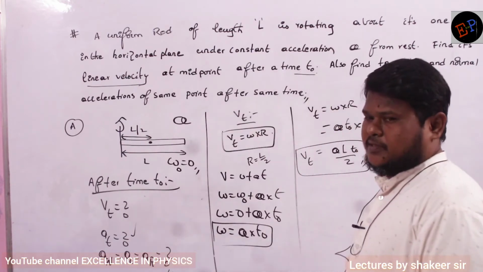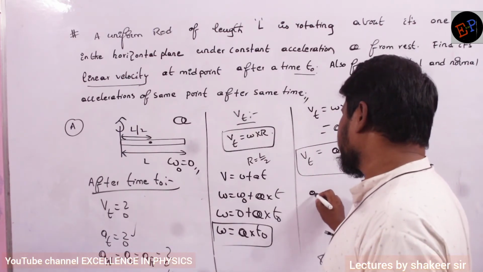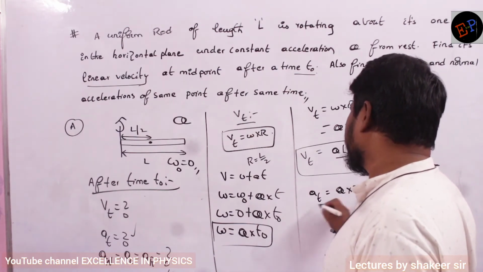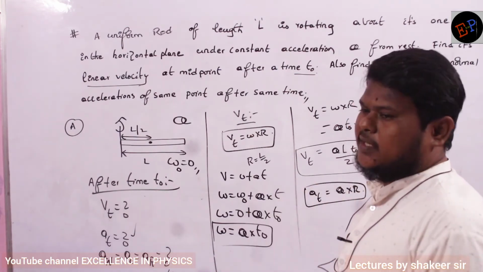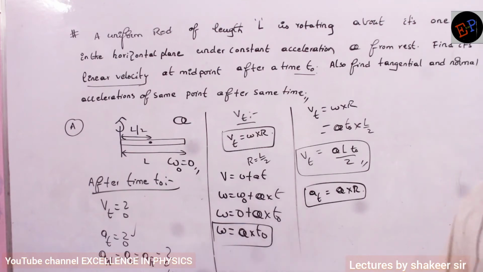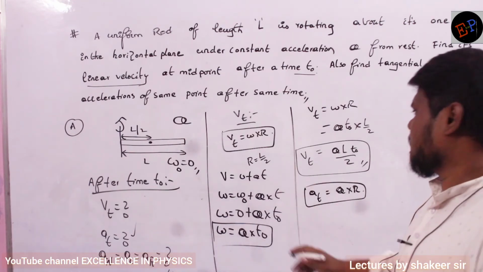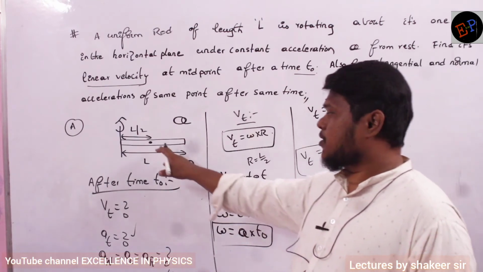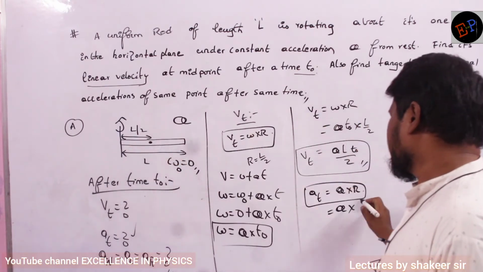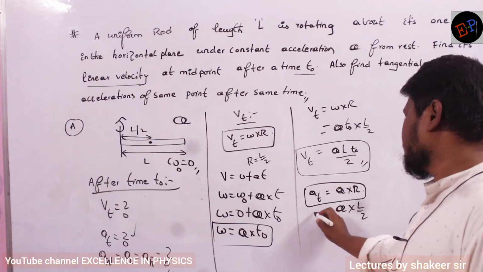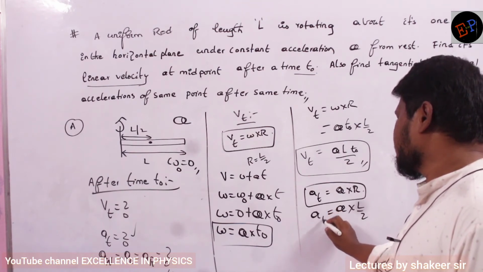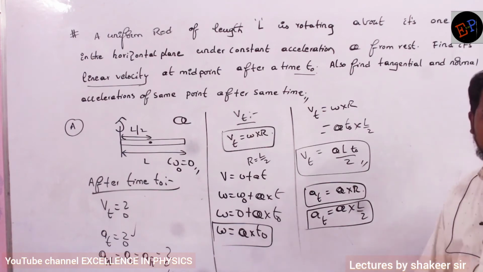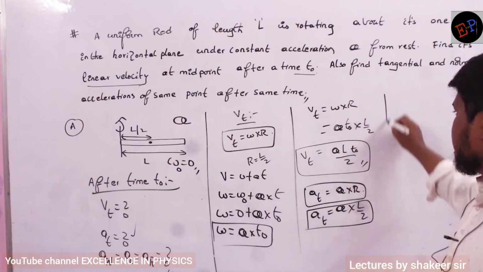Okay. Next, what is he asking? Tangential acceleration. What is the equation for tangential acceleration? A tangential is equal to alpha into r. We have this direct formula, no? A tangential is equal to alpha into r. What is the alpha value? Alpha value is alpha only. And what is the distance of that point? L by 2. So alpha into L by 2. So alpha L by 2 is the tangential acceleration of that point. That's all. Understood, no?